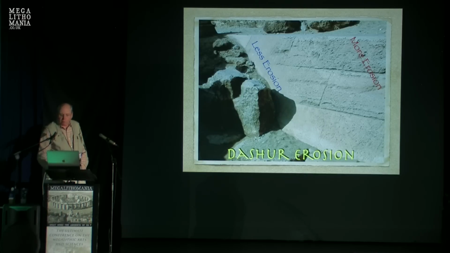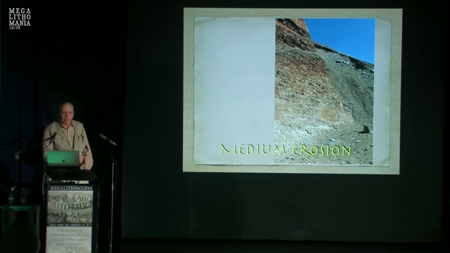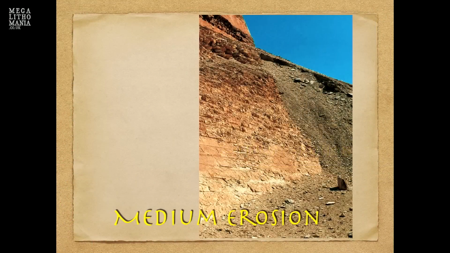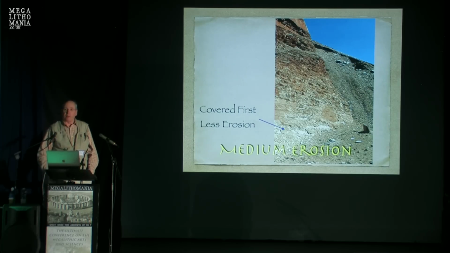Here's some more erosion. Here we're looking at the Medum pyramid. If you've been down to Egypt, you'll probably know it very well. This is the step pyramid at Medum, and here we see a lot more erosion. So at the bottom here of the pyramid, we see less erosion. Why? Because it was covered up. What are we looking at here? Well, on the left, you see the pyramid. This is the casing blocks of the pyramid. On the right is all the debris that fell down from the top of the pyramid.